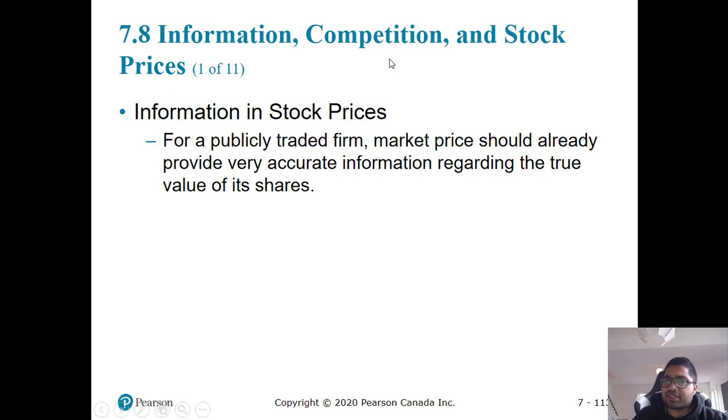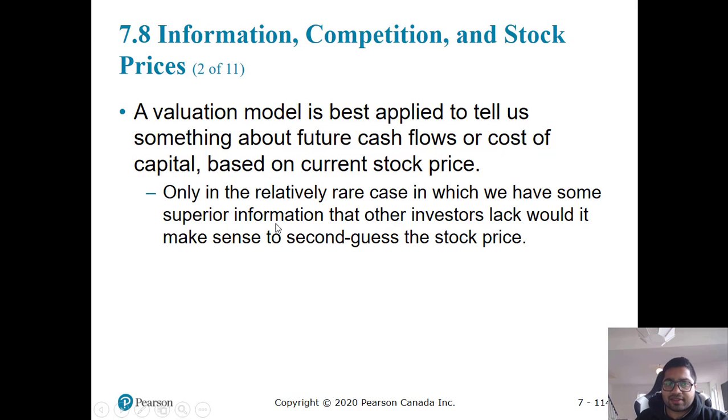Now next is information, competition, and stock prices. What does this mean? All possible information is reflected in the stock price. If there is some good news regarding a stock, it will be reflected and the stock price will go up. If there is bad news regarding a stock, it will be reflected in the stock price and the price would go down. For a publicly traded company, the market price should already provide very accurate information regarding the value of its shares.